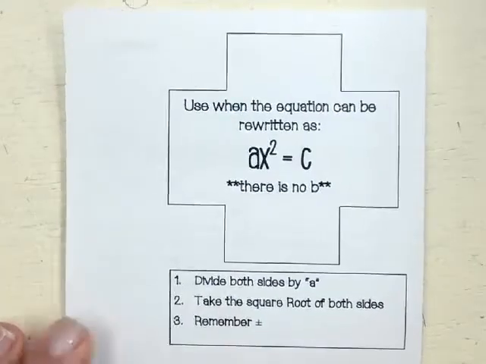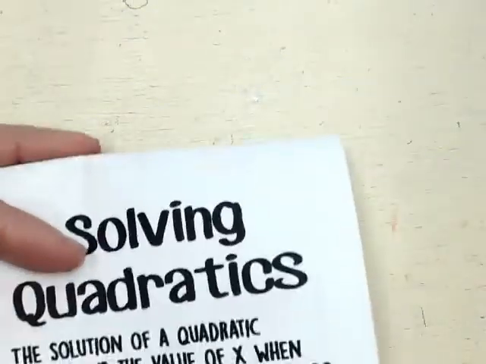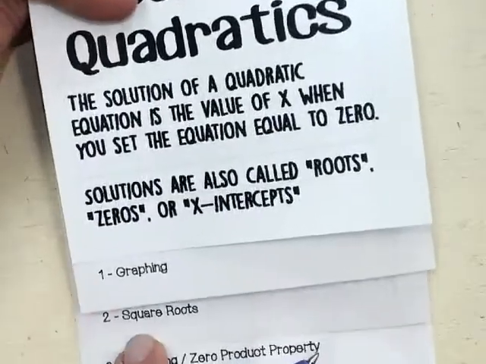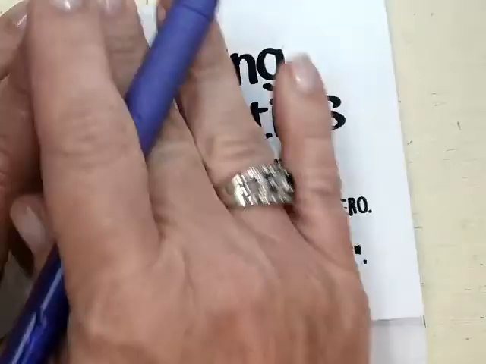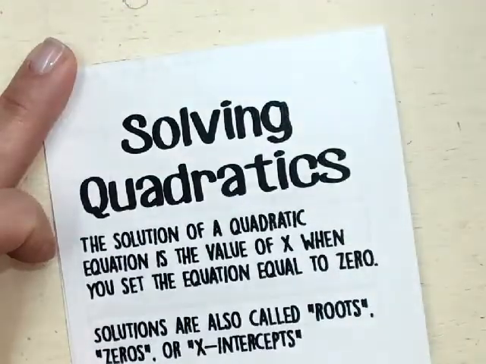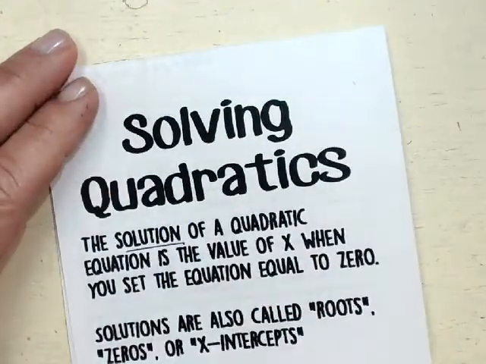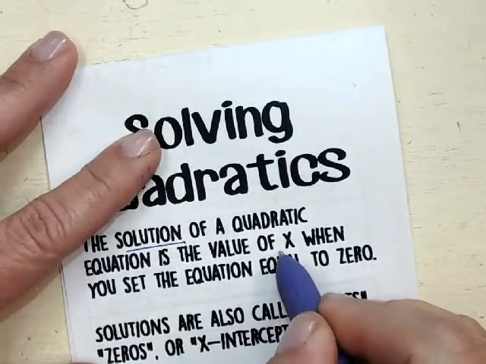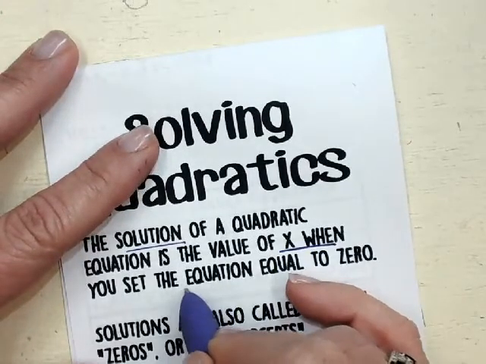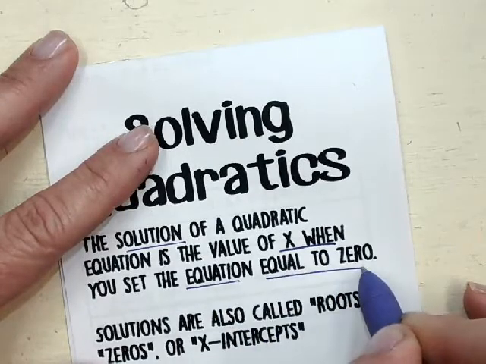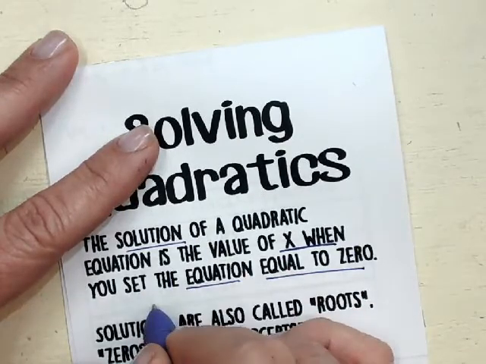Alright, so we're going to go ahead and flip over actually to the second page in your foldable. We're solving quadratics. Before we get into that, let me just go through the very front part of your book. When we're looking for solutions, we want to know what the x value is going to be when you put that equation equal to 0.